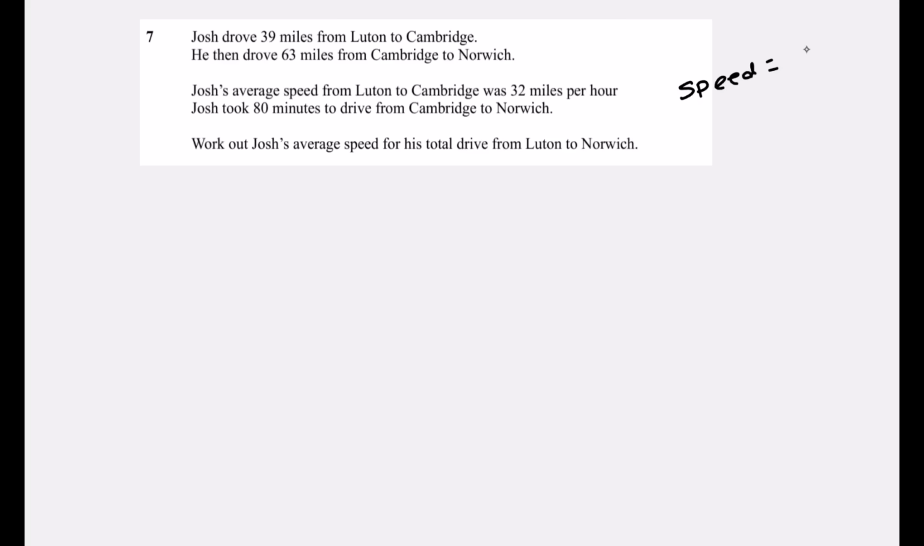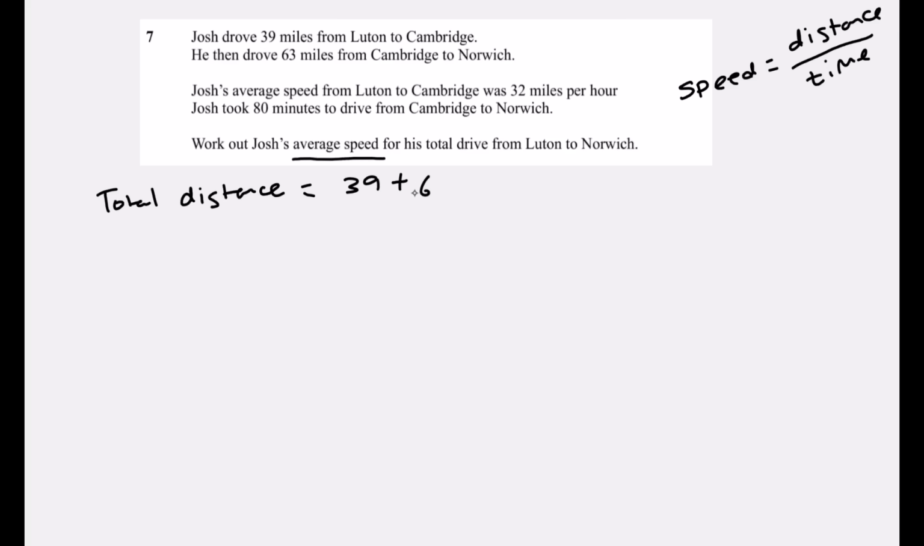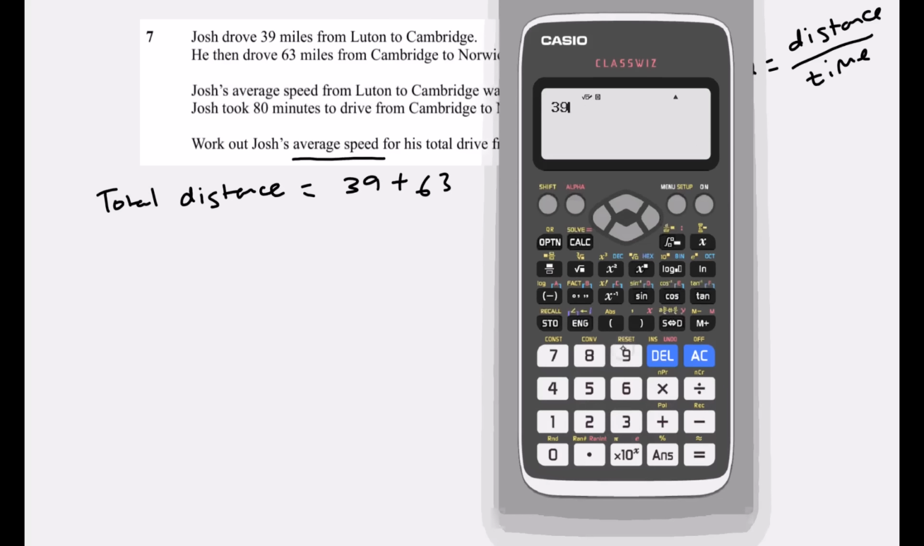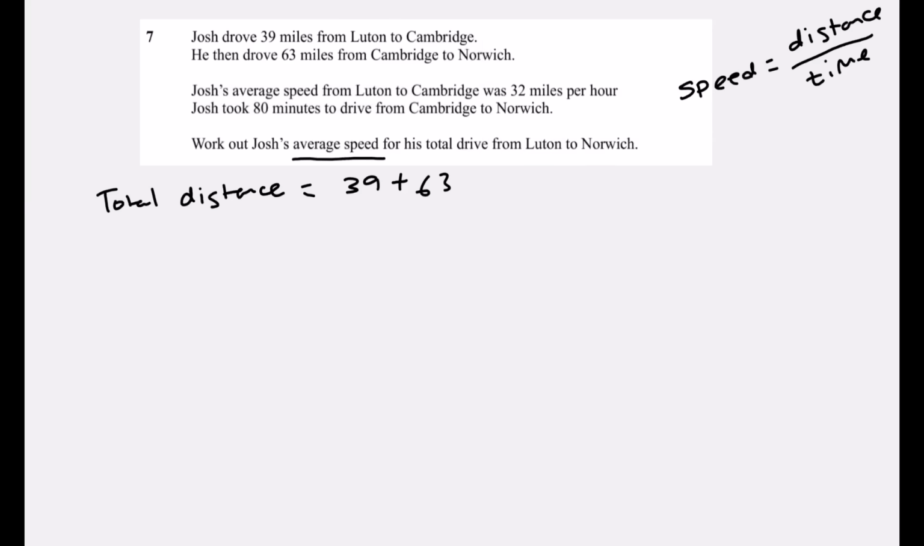So speed is equal to distance divided by time. The average speed, which is what we want to work out, is going to be the total distance divided by the total time. So we need to know the total distance and the total time. We actually know the total distance. It's 39 plus 63, which we can write as 102. So then we need to just know the times.